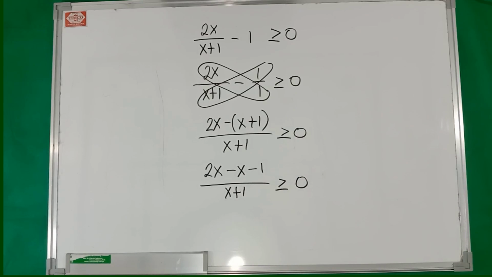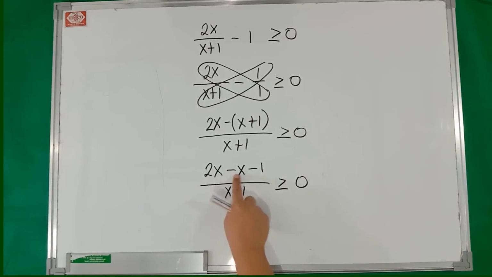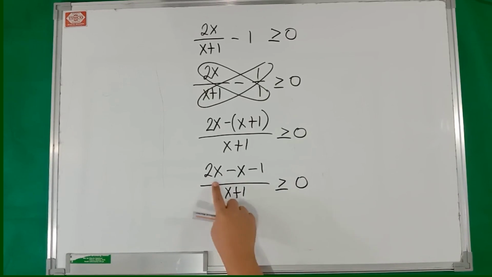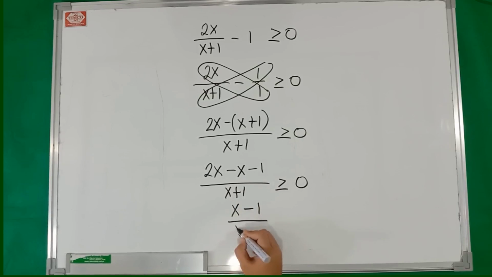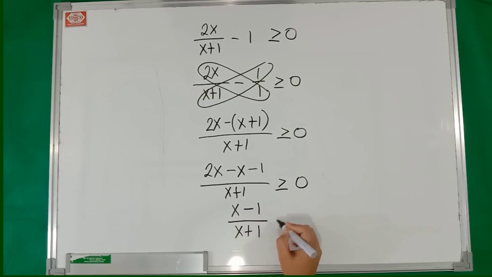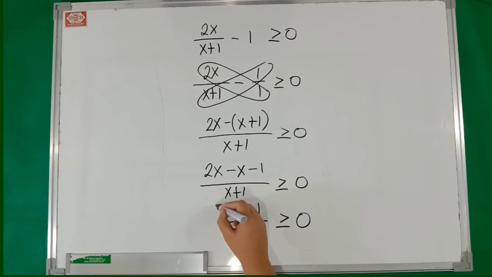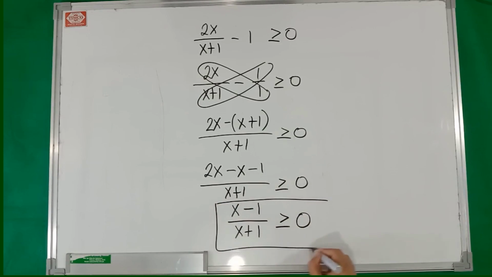Now we can combine like terms. 2x minus x is x, minus 1, over, write x plus 1 is greater than or equal to 0. And that is our single fraction.